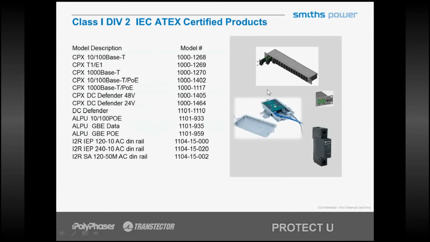Newly certified products include our CPX family of products, several of our DC Defender DC protection products, our very popular ALPU protection products, and our very effective AC protection products. So this gives us the ability to hit all of these applications with our full portfolio of protection products. So everything that they're doing from 120 volt AC to high-speed gigabit Ethernet data can be protected by our products.